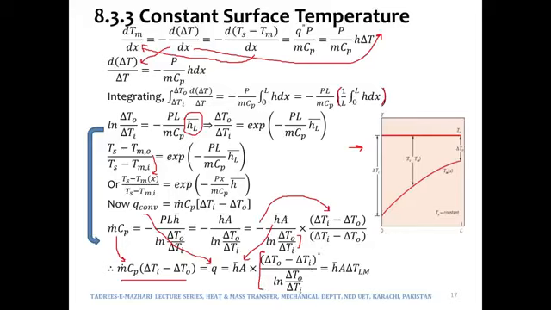It is in fact a different form of hA delta T, where delta T is not simply delta T. Rather it is delta T at exit minus delta T at inlet over log of delta T at exit over delta T at inlet. This particular ratio is called LMTD. LMTD means log mean temperature difference, and some people write it in this form, delta T LM. Delta T LM means log mean temperature difference.